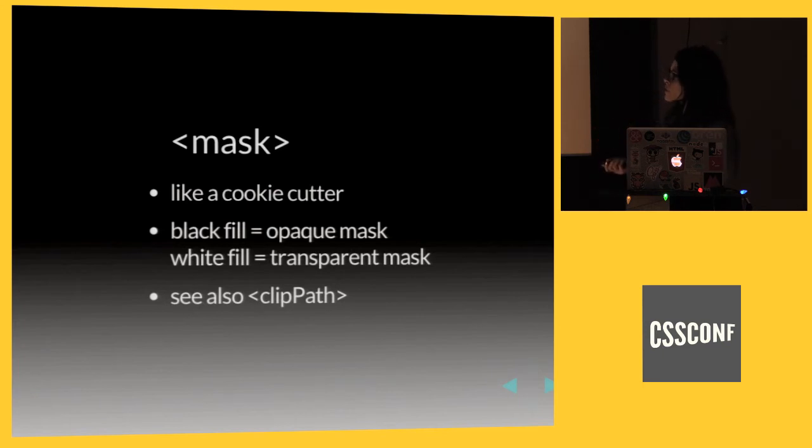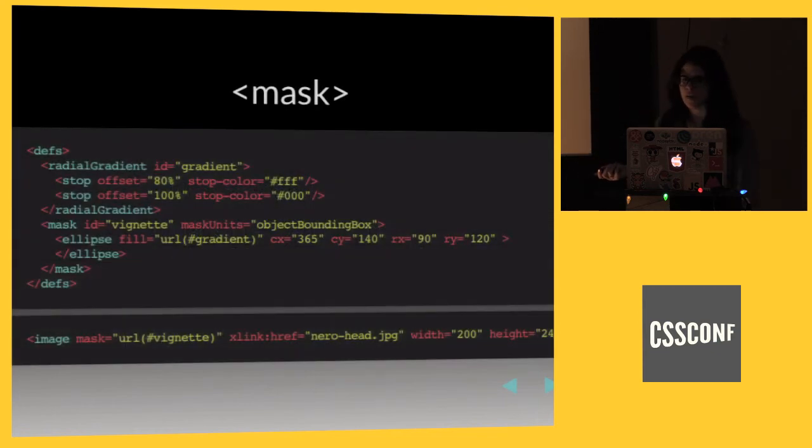So a black fill is going to give you an opaque mask. A white fill gives you a transparent mask. So this is really powerful with gradients. Basically it's an oval with a radial gradient in it, and that creates the mask to cut out the image. Notice here with defs, we've defined both the gradient and the mask, and then the mask is referencing the gradient.